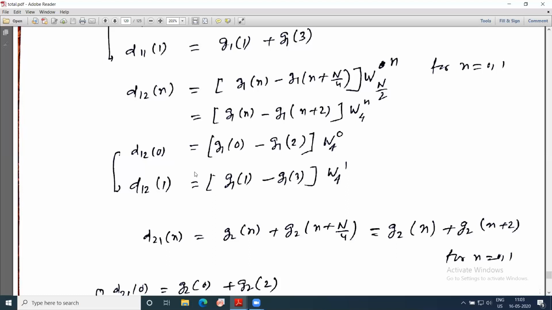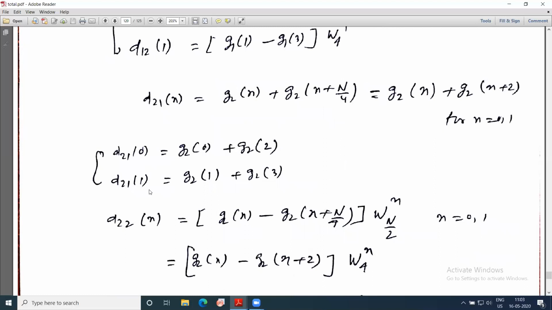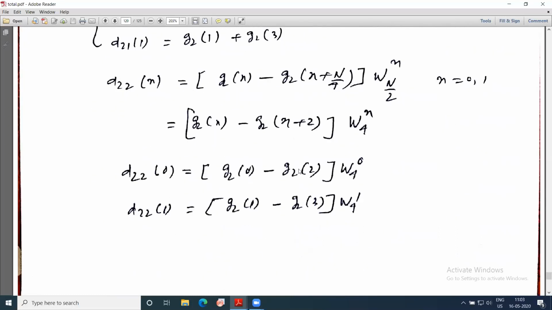There is a multiplication. Similarly, D21 of 0, D21 of 1, there is no multiplication. It's a simple addition. But D22 of 0 and D22 of 1, there is a multiplication. So multiplication is not applicable to both top and bottom. It is only the bottom lines. Therefore, this multiplication is a post multiplication.